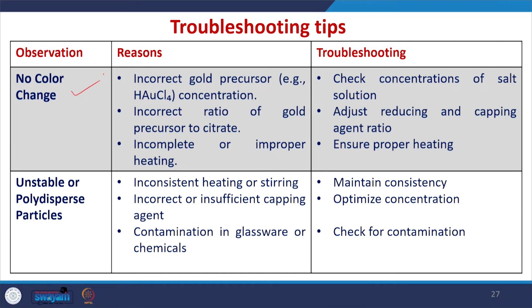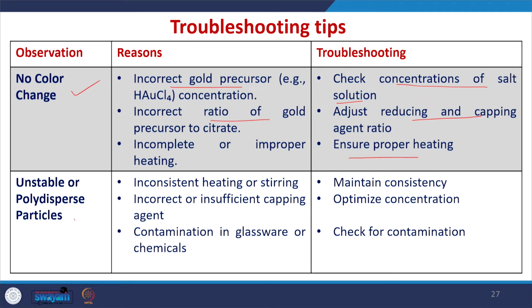If there is no color change, it may be due to the incorrect gold precursor. So, for that you have to check the concentration of the salt solution, or it may be due to an incorrect ratio of gold precursor to citrate. Adjust the reducing and capping agent ratio, or it may be due to incomplete or improper heating. So, make sure that you have proper heating in the particular gold nanoparticle synthesis setup.